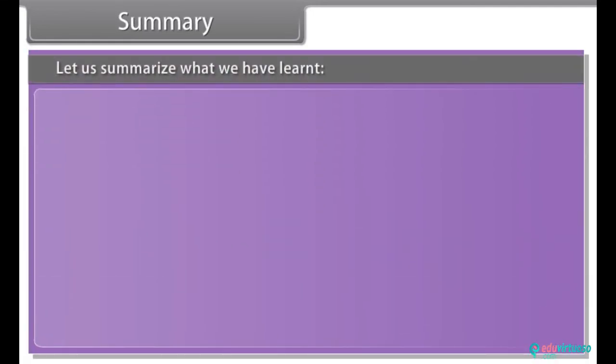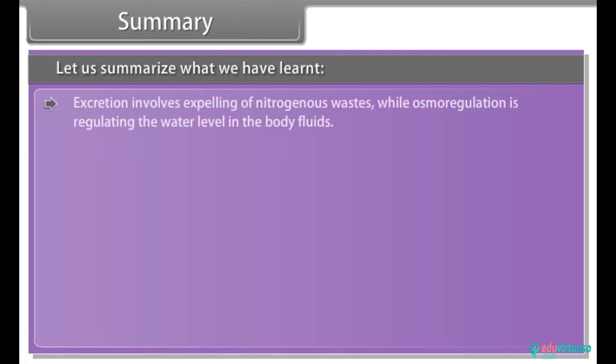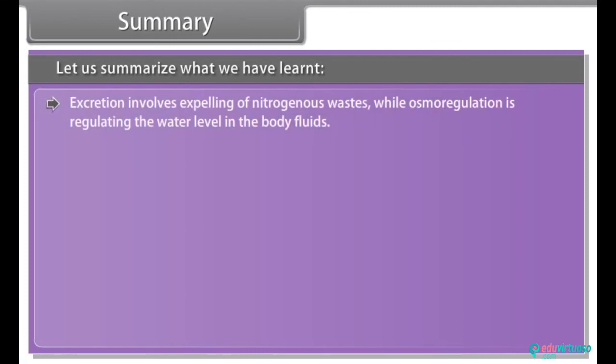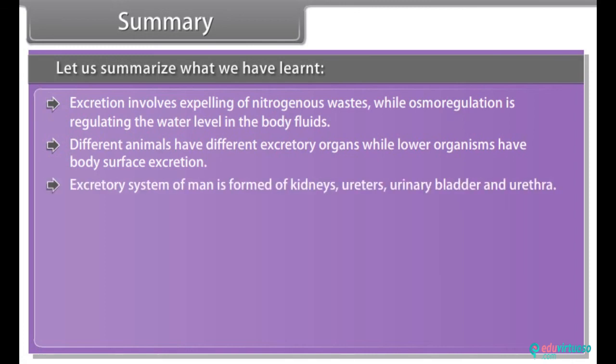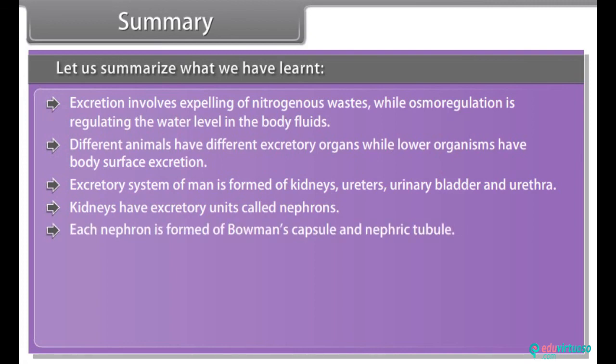Summary. Let us summarize what we have learned. Excretion involves expelling of nitrogenous wastes, while osmoregulation is regulating the water level in the body fluids. Different animals have different excretory organs, while lower organisms have body surface excretion. Excretory system of man is formed of kidneys, ureters, urinary bladder, and urethra. Kidneys have excretory units called nephrons. Each nephron is formed of Bowman's capsule and nephric tubule.